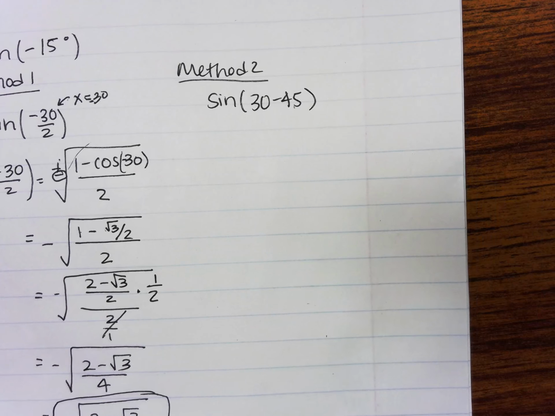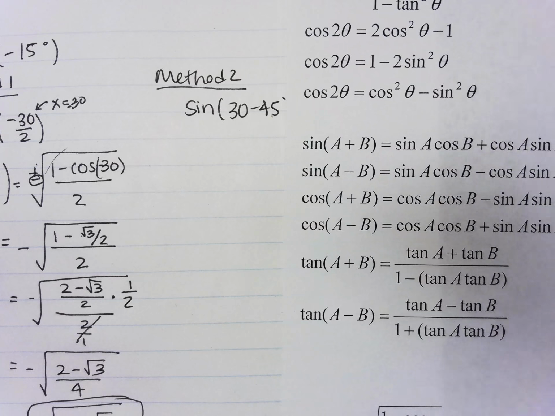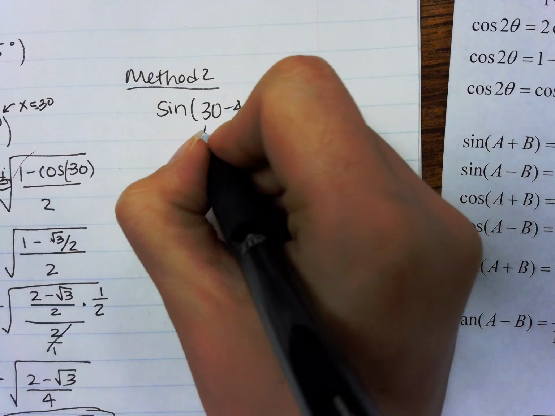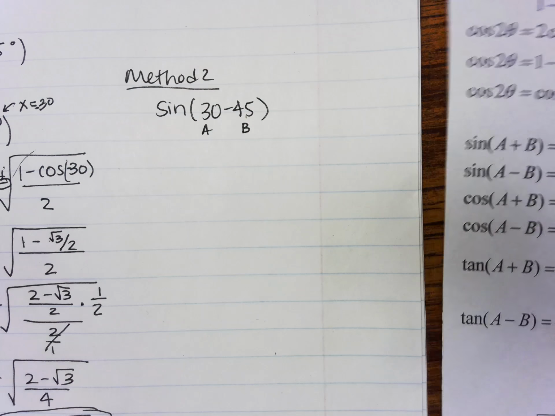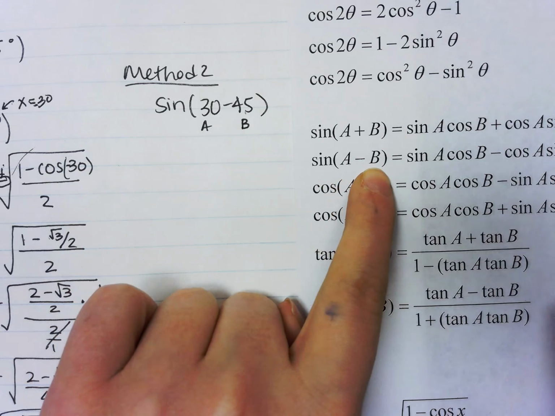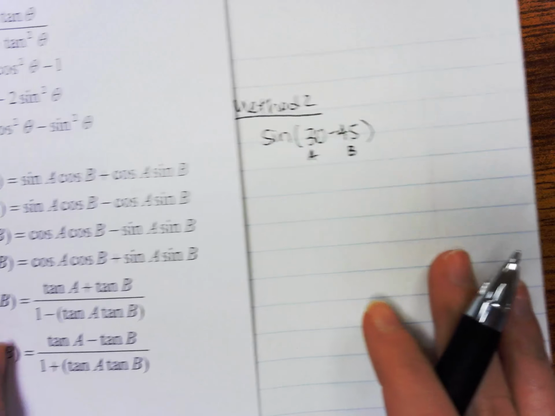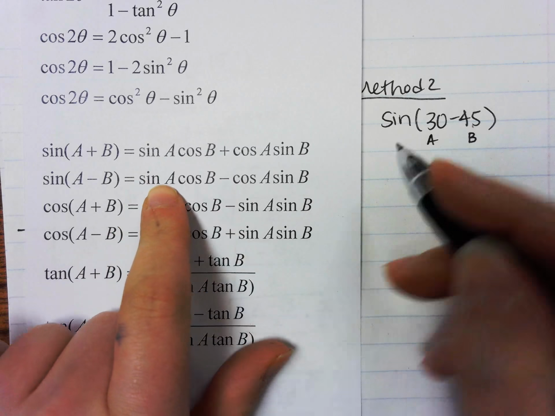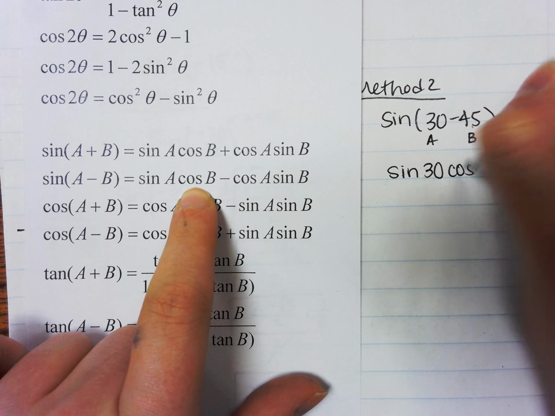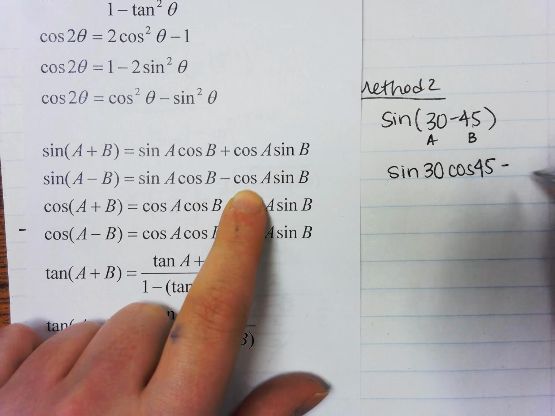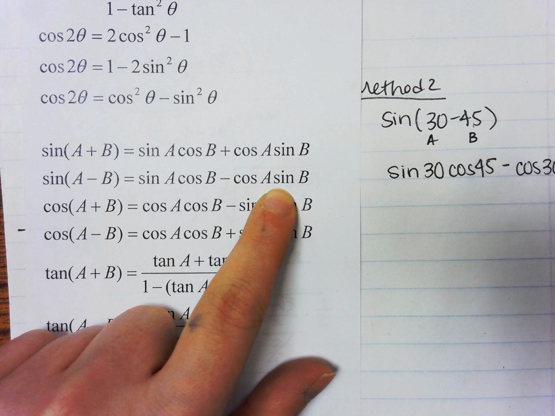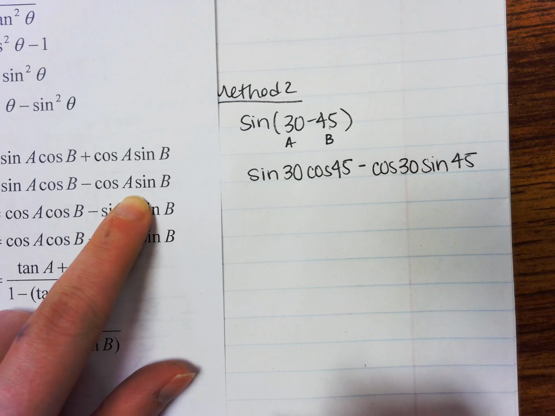The other possibility is to use a sum and difference. So that's splitting our angle into two angles and using this formula here. So this is now a and b. And we're using the difference, where my a and b are both positive, a minus b. So this is the sine of a, so sine of 30, times the cosine of b, which is 45, minus the cosine of a, which is 30, times the sine of b, which is 45. Oops, sorry.